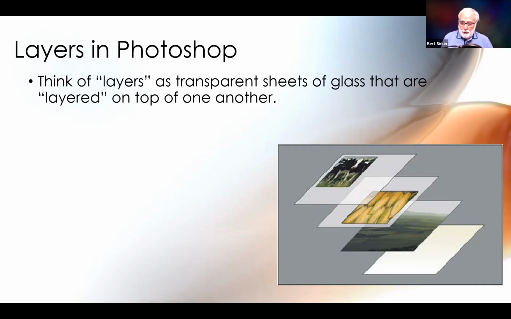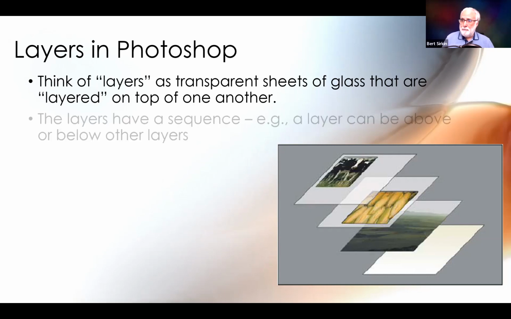In Photoshop, you can think of layers as sheets of glass, transparent sheets of glass. They're layered on top of one another, and we can place something on each sheet of glass. And if we look down on this stack of glass sheets and images, we can see the result, whatever the result is of the stack. The stack has a sequence.